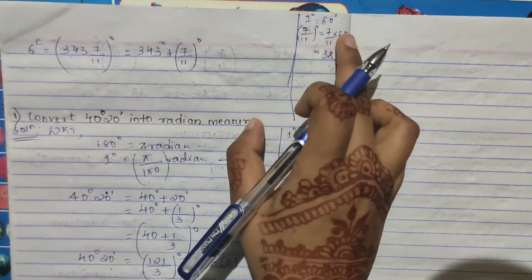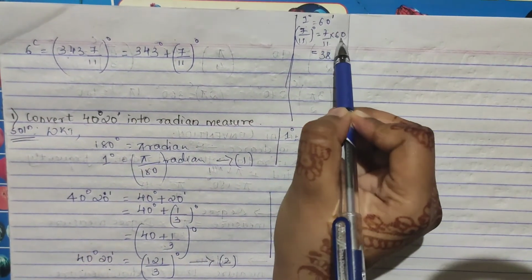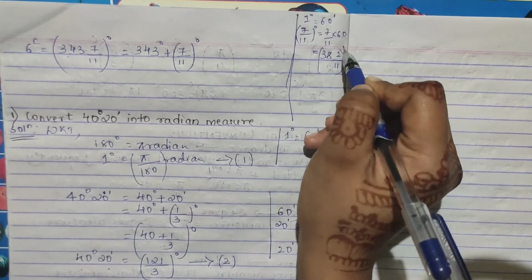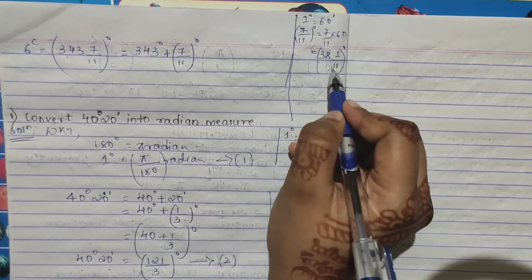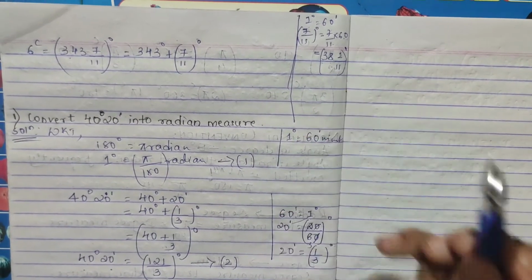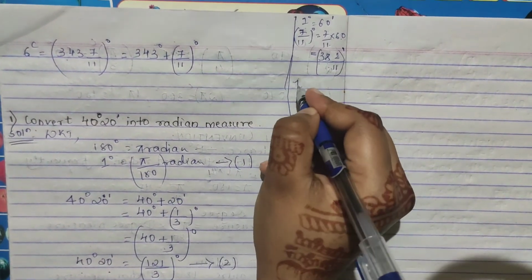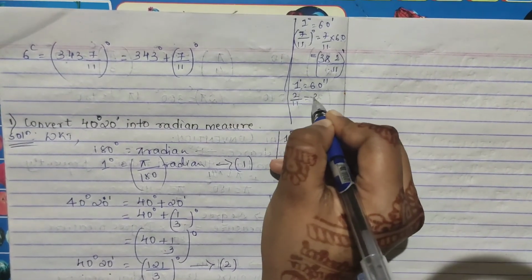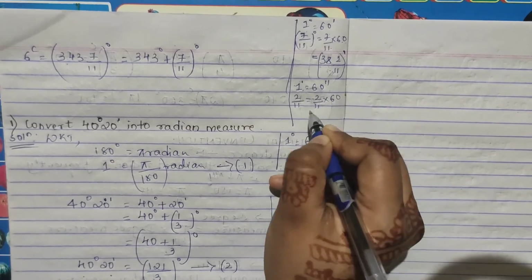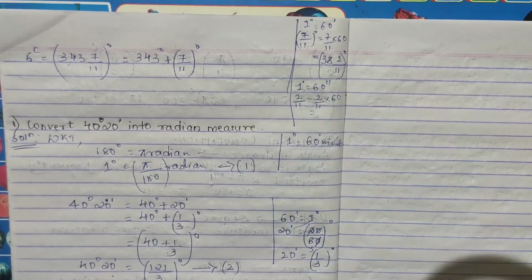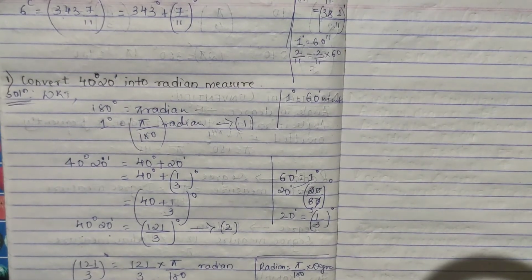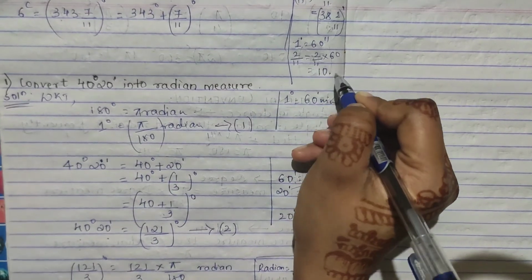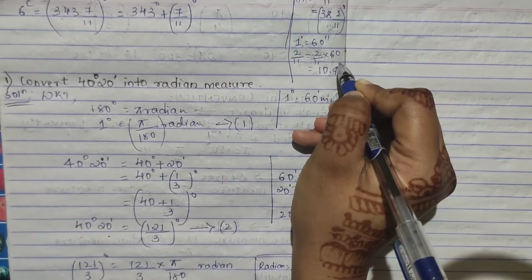In the same procedure, just multiply 7 into 60 and divide by 11, and you will get 38 2 by 11 minutes. Again, this 2 by 11 we will convert into seconds. As we know, 1 minute is equal to 60 seconds. So 2 by 11 will be what? 2 by 11 into 60. Again if we do the same procedure, you get 120 by 11, which is approximately 10.9 seconds.